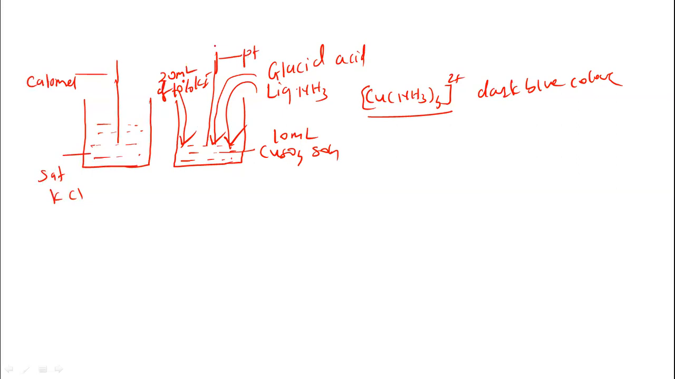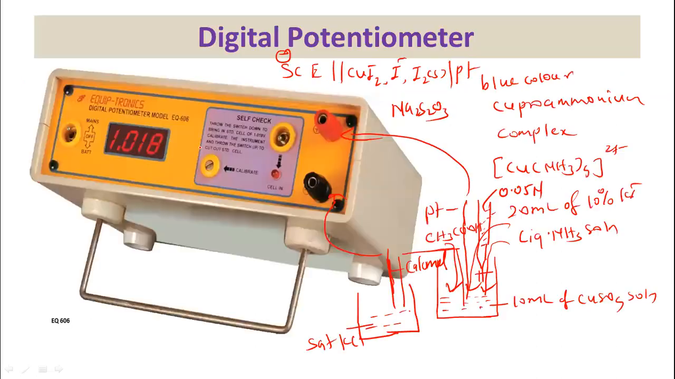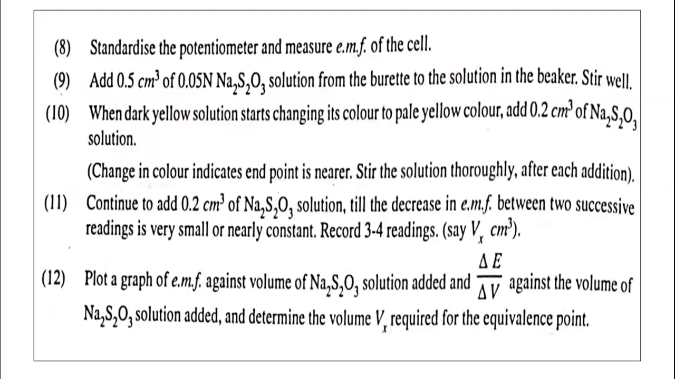The platinum electrode is connected to the positive terminal of the potentiometer. Already I have shown this. And this calomel electrode is connected to the negative terminal of the potentiometer. Later on, dip the potassium chloride salt bridge into this. So this is the experimental setup of this experiment. You can see here that diagrammatically we have also shown the experimental setup.